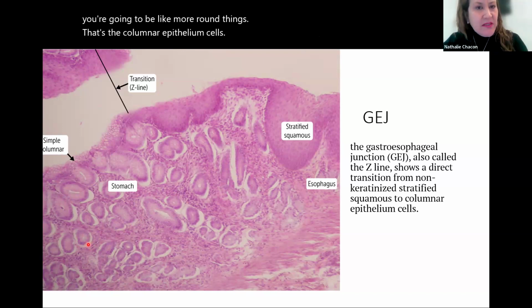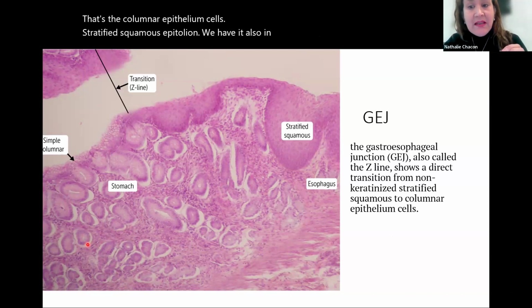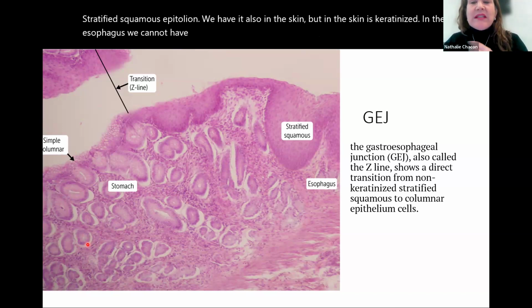Stratified squamous epithelium, we have it also in the skin, but in the skin it is keratinized. In the esophagus, we cannot have keratin. So it's non-keratinized.